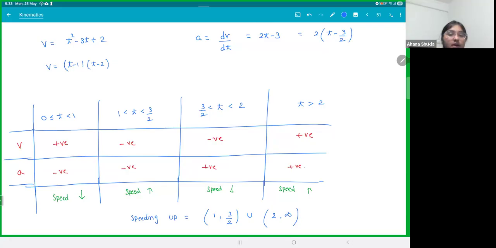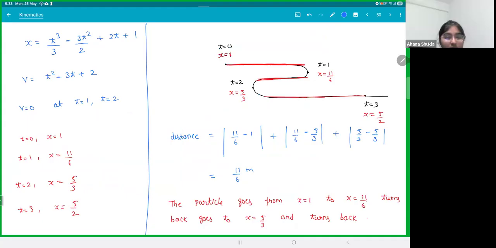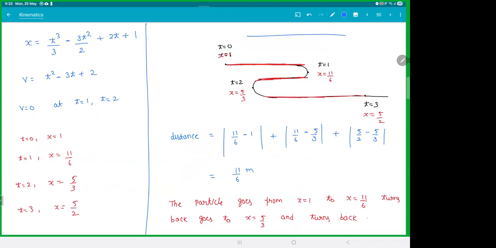So can you explain again how you drew that graph? The curve? Which figure? Yeah, this one. Actually, it is just on the same line. So I know velocity is 0 at t1 and t2. Think about it. When will velocity be 0?